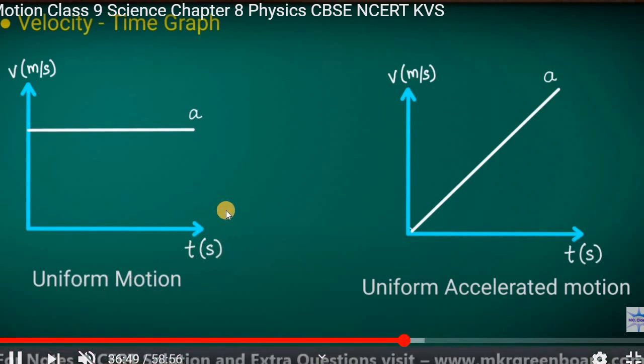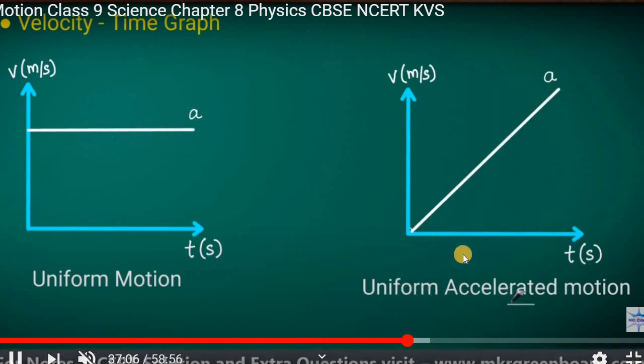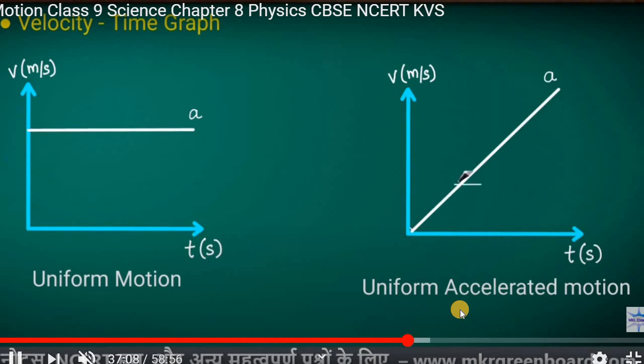Now what is the difference between these two graphs? The first one is of uniform motion and the other one is of uniformly accelerated motion. Here you can see the line is parallel to the time axis. But if it is accelerated motion, it means the velocity increases. In that condition accelerated motion occurs. So you can see the velocity is increased, and we get this kind of graph.